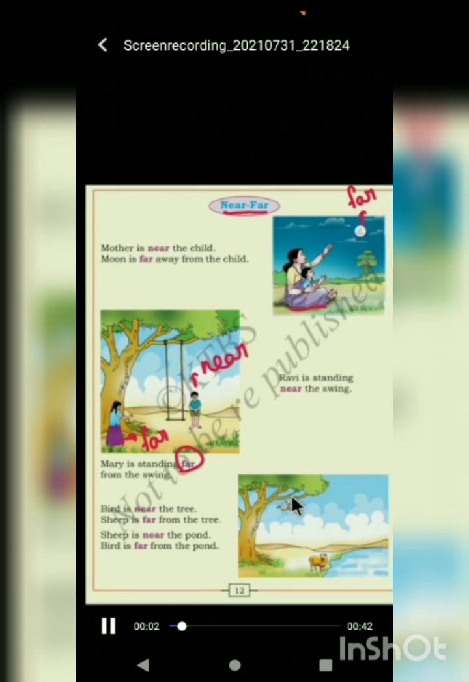Okay. Bird is near the tree. Sheep is far from the tree. Sheep is near the pond. And bird is far from the pond. So, I hope you understood, children.